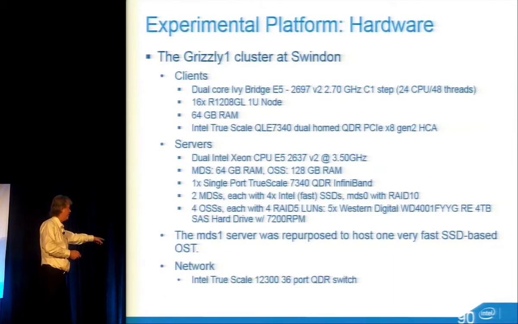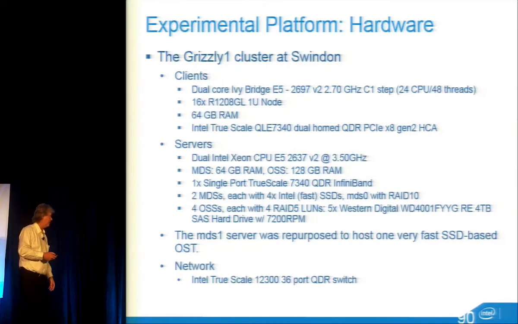So we repurposed the secondary metadata server to use its SSDs in, I think it was a RAID 0 pattern. So there's one LUN that we're going to be testing for our main result that is a much, much faster OST than the spinning disk OSTs that we'll look at later in the talk. And again, it's a QDR network.